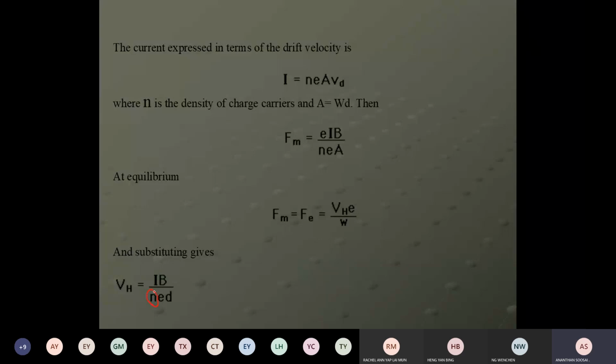The N is different. The charge carrier density is different. Between a semiconductor and a metal conductor, which has a greater N? Metal has a greater carrier density. So metal will have a greater N, and semiconductor has a smaller N. So which is going to give a big Hall voltage? Semiconductor. Semiconductor will give a big voltage because a smaller charge carrier density gives a big Hall voltage.